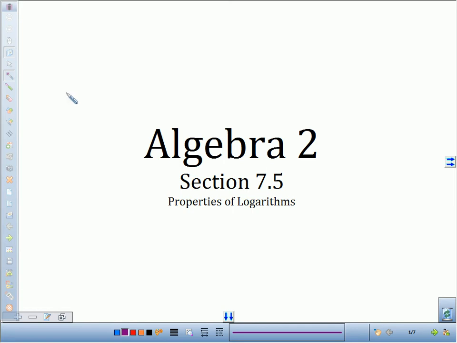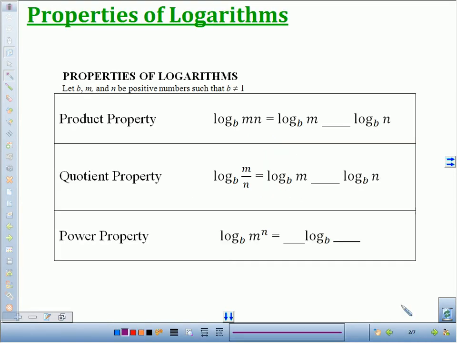These are the notes for Algebra 2, Section 7.5. We're dealing with properties of logarithms. Now there are three properties of logarithms that we're interested in. They are actually related to the exponent properties. Not terribly surprising considering the fact that logarithms are the inverses of exponents. So these should look kind of familiar.